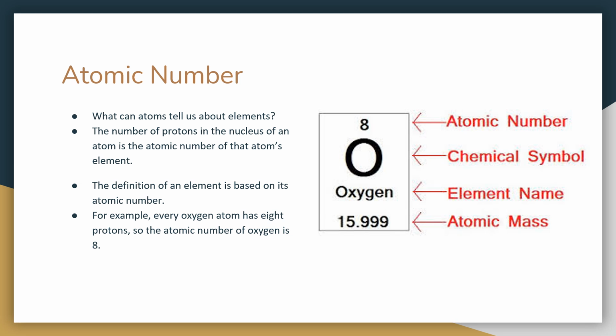Atomic number. What can atoms tell us about elements? The number of protons in the nucleus of an atom is the atomic number of the atom's element. The definition of an atom is based on its atomic number. For example, every oxygen atom has 8 protons, so the atomic number of oxygen is 8. Over here, we can see how an element is set up on the periodic table. So we have our atomic number at top, then we have the chemical symbol, and then we have the element name, and at the bottom we have the atomic mass.